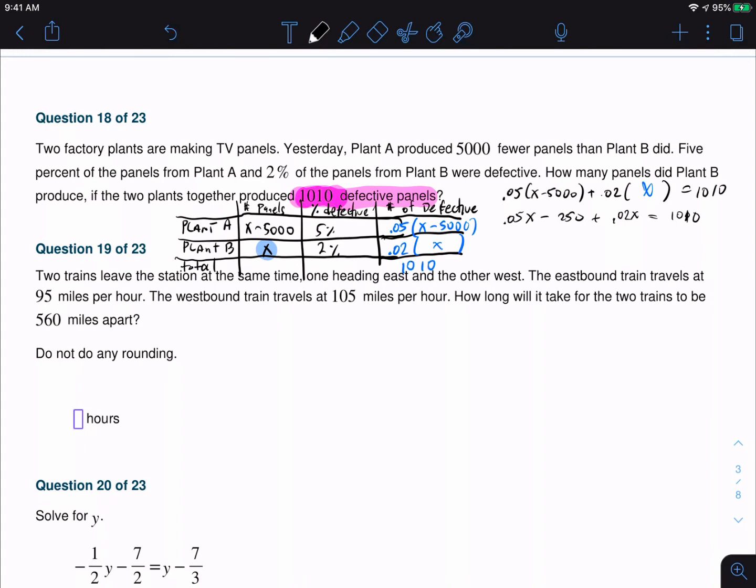So I'm going to get 0.05x plus 0.02x is going to give me 0.07x minus 250 is 1010, right? Okay. So then 0.07x is equal to, is that 1260? Yeah, I believe so. Yeah, 1260. And then that divided by 0.07. So x is equal to 1260 divided by 0.07. That is 18,000.